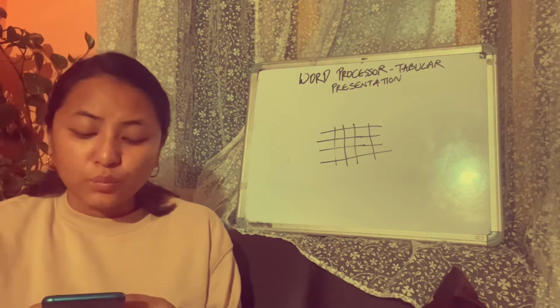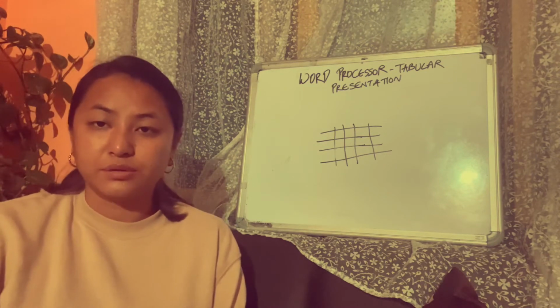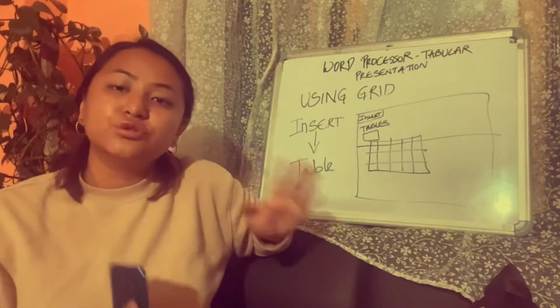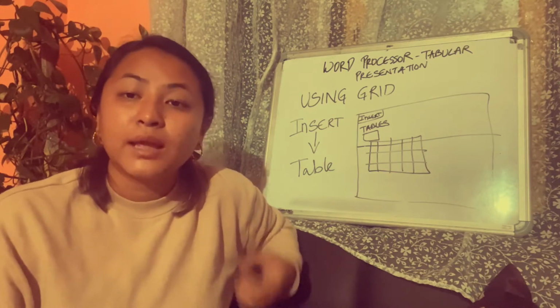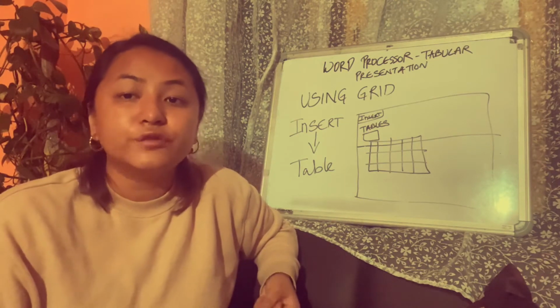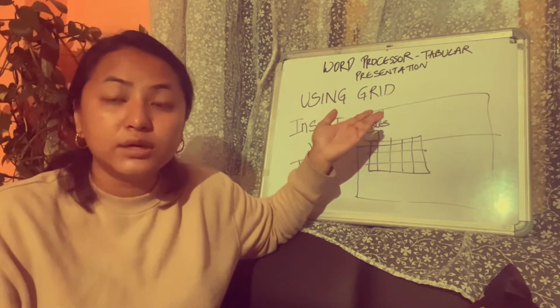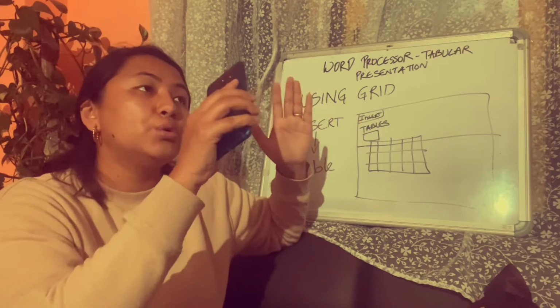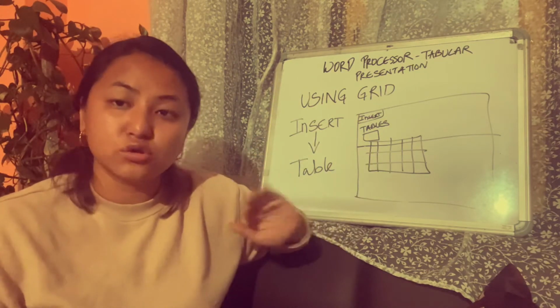So we need to study how to create a table in a word processor. Okay, so students, now we learn the different ways of creating a table in Word. The first way is using a grid. So where do we get this grid? Grid means when the rows and columns are mixed and a table is created, that is also called a grid.